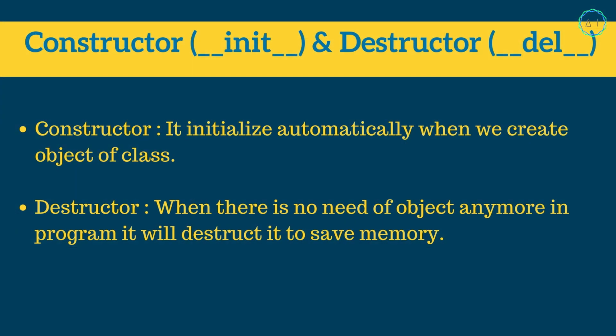First of all, what is a constructor? It initializes automatically when we create an object for our class. That means we don't need to call that function to initialize it. It will be created or initialized automatically whenever we create an object. And what is a destructor? When there is no need of the object that we created from our class anymore in our program, it will call the destructor to destruct that object to save the computer's memory.